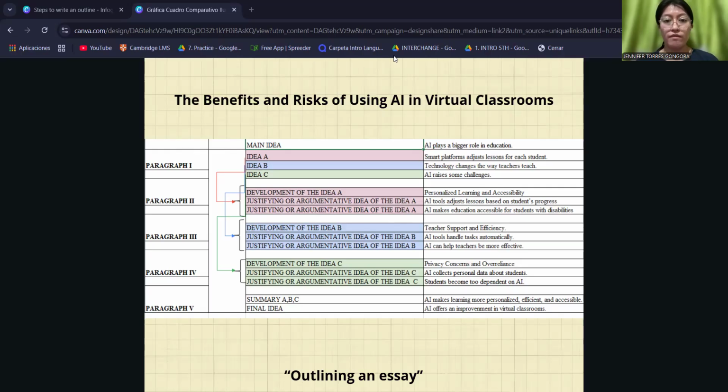In the second paragraph, we develop this idea further. We talk about personalized learning and accessibility. AI tools analyze how students perform and automatically adapt the lessons to meet their needs. Also, this technology helps students with disabilities by making content more accessible, for example, with voice readers or translated materials.